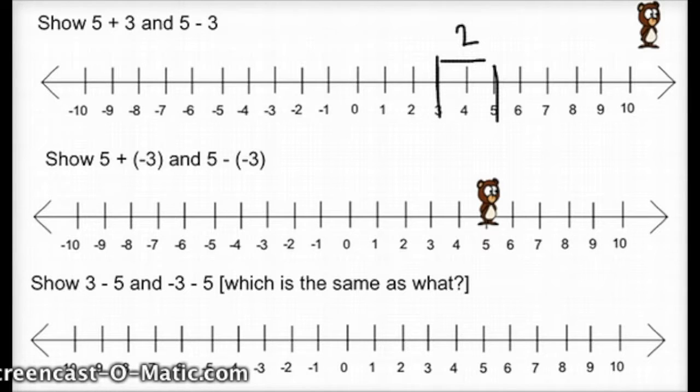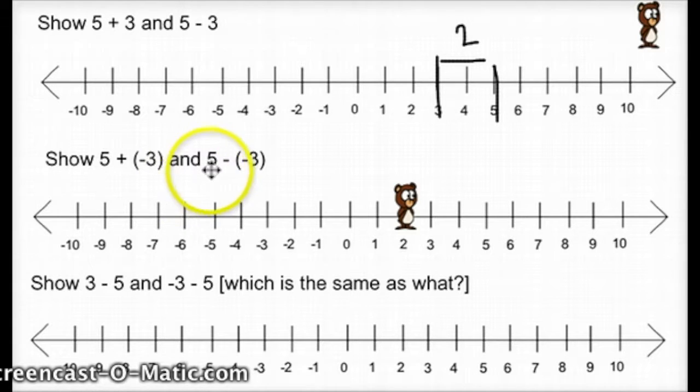Next, we can think about adding and subtracting a negative number. Again, we want to start at positive 5, and if we were adding, we face forward, but if we want to add a negative 3, we can walk backwards 3 steps. 5 plus 1, 2, 3 plus a negative 3.